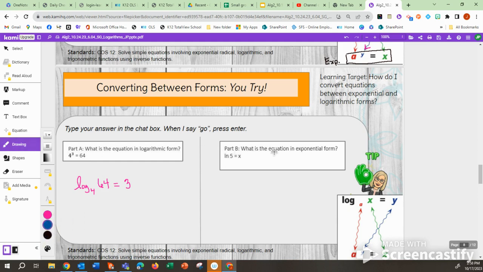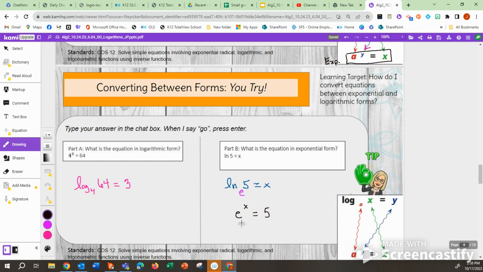Part B says, what is the equation in exponential form? So they're giving us ln of 5 equals x. ln is a natural log, and it has an understood base of e. So when we go to write this in exponential form, e is going to be my base. My log is always equal to my power, so x is my power. And then 5 is the answer. It always follows my base. So e to the x is equal to 5.